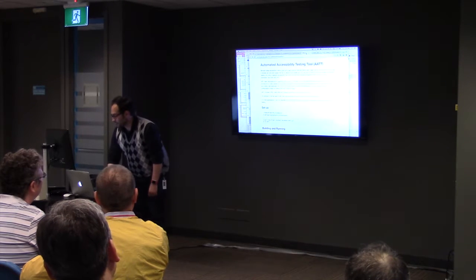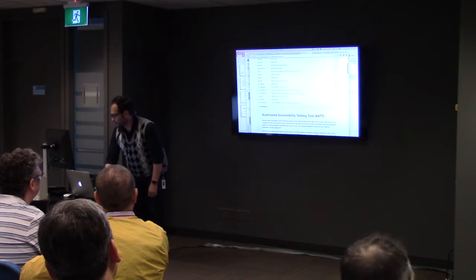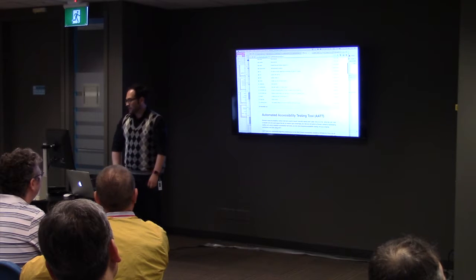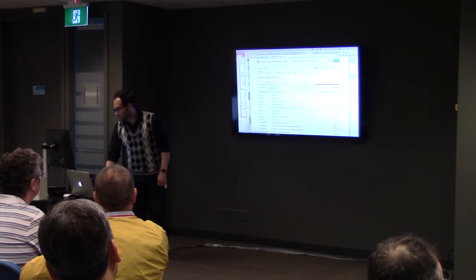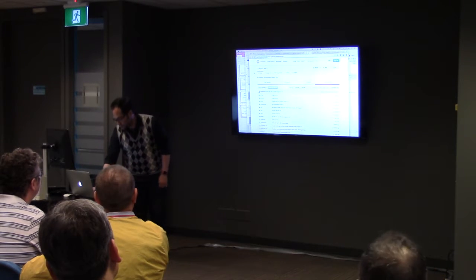I'll close that because I don't think we'll need that. Here, let's go to the GitHub page for the automated accessibility testing tool so you can see. Okay, so here it is.